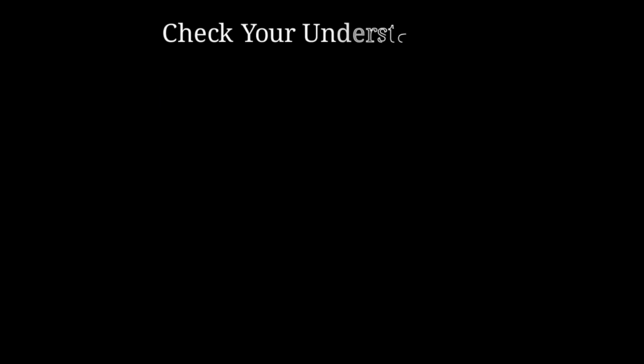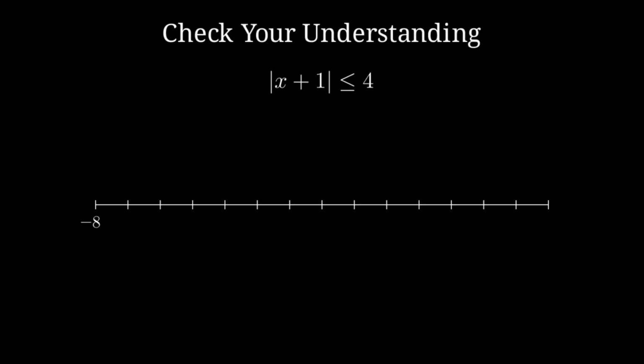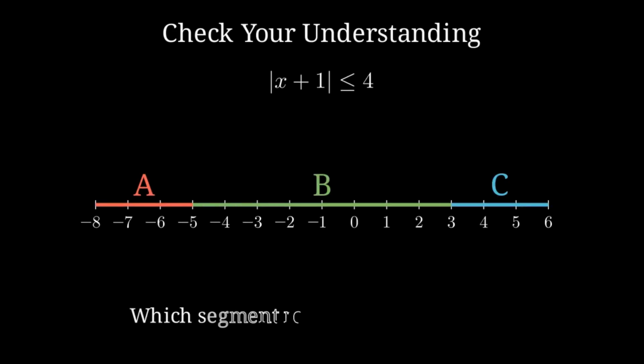Let's test your knowledge. Solve the inequality |x + 1| ≤ 4. Think about the distance from minus 1. The correct interval should be between minus 5 and 3. Did you get it right?